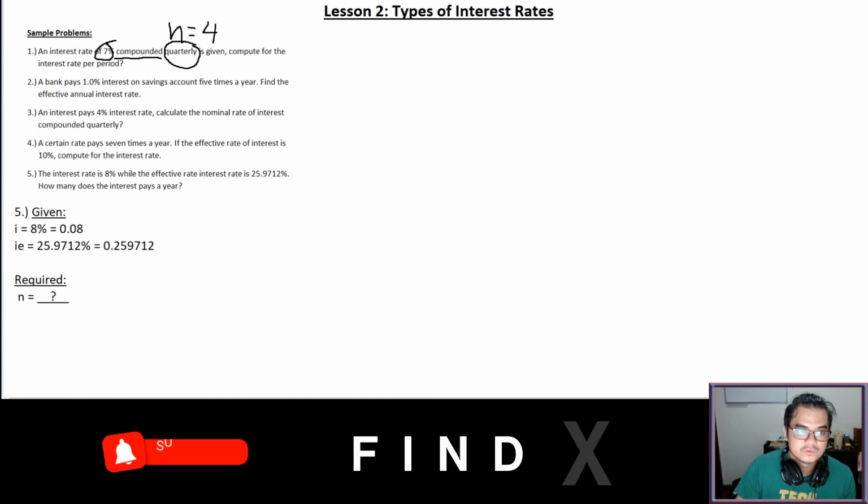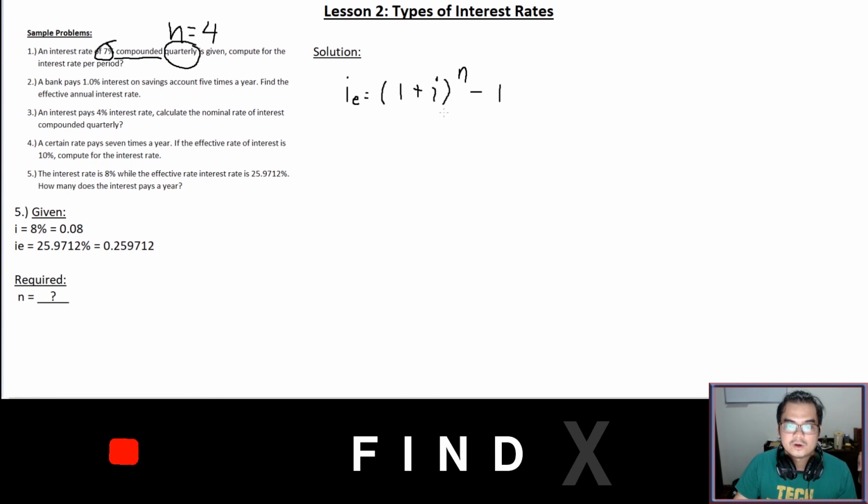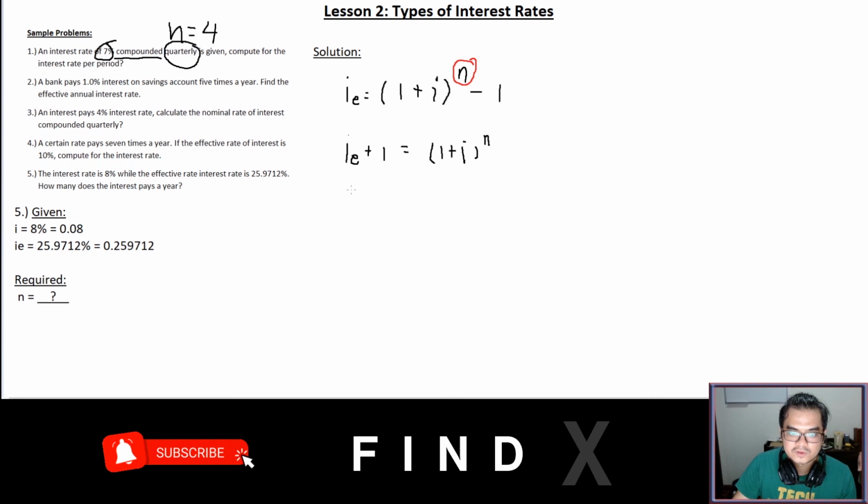Showing you the solution. For the formula, we have ie must be equal to (1 + i) raised to n minus 1. But now we are looking for n, therefore we have to isolate n. So again, minus 1 transpose, you'll have ie + 1 equal to (1 + i) raised to n. And then take the ln of both sides again. You'll have ln times (ie + 1) equal to ln of (1 + i) raised to n.